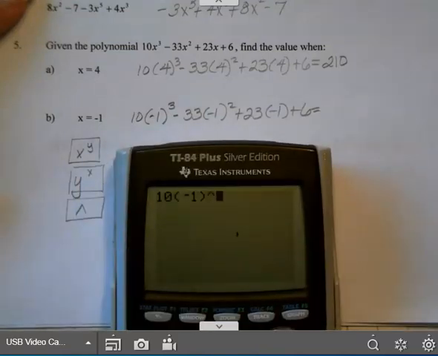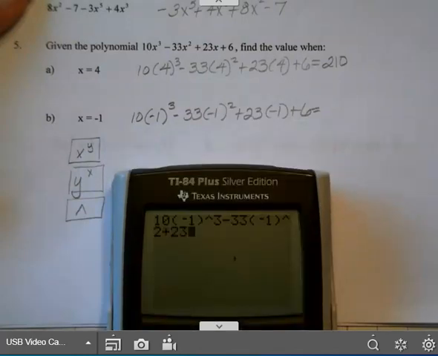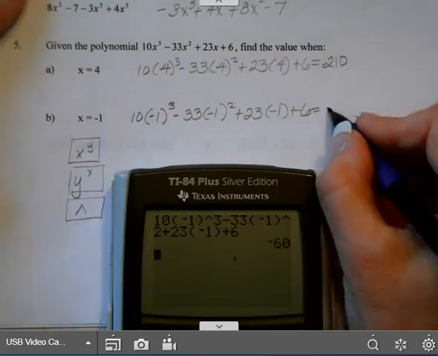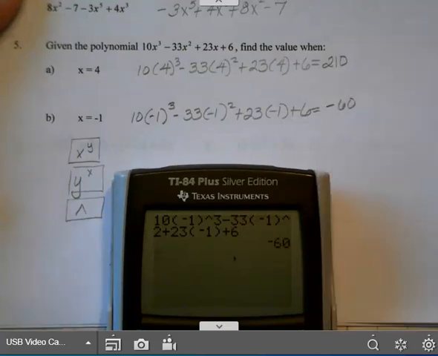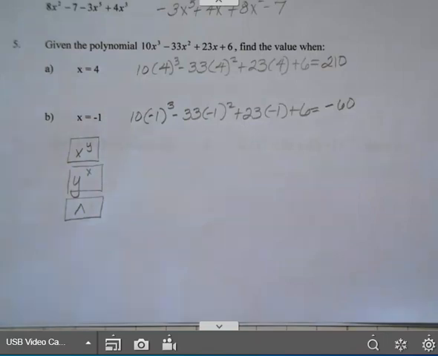So cubed, and then minus 33, and then in parentheses negative 1 squared, plus 23 parenthesis negative 1, and plus 6. And I get negative 60. I'm going to try that. And we are done with the notes.